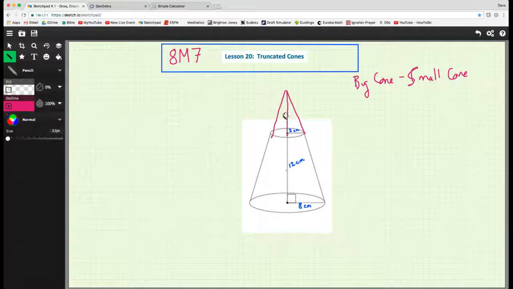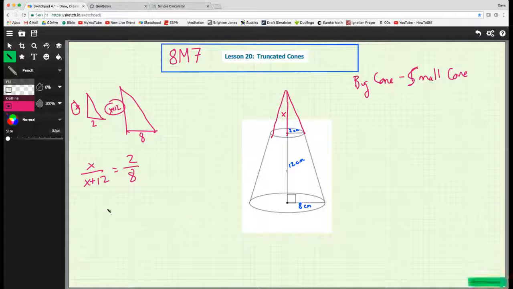So let's put our x here. And so now we have our little triangle, and our little triangle is x and 2. And our big triangle, the height is x plus 12. And down here we have 8. So we write our ratio of x to x plus 12 equals 2 over 8. Do our cross multiply. 8x equals 2x plus 24. So 6x equals 24. So x equals 4.